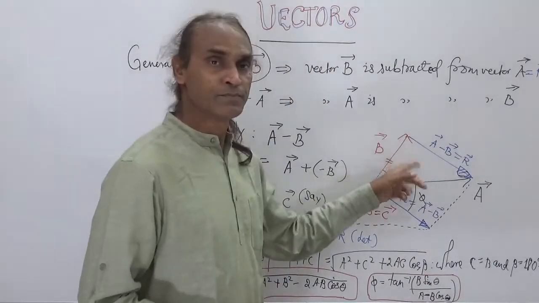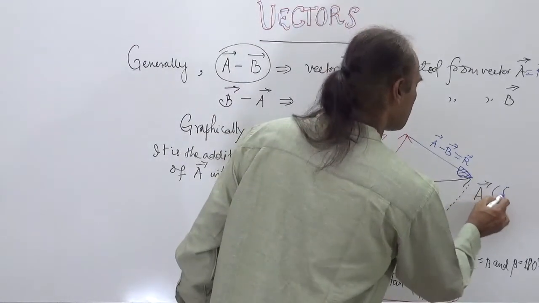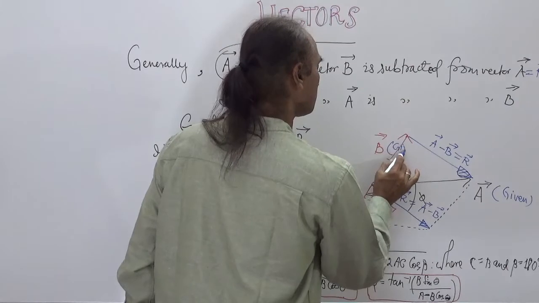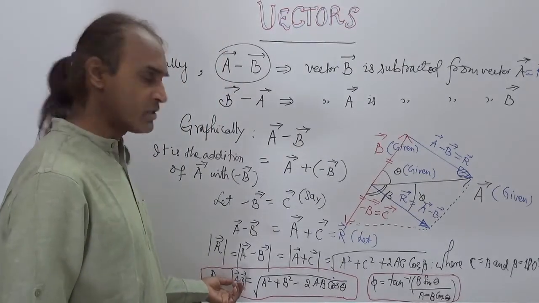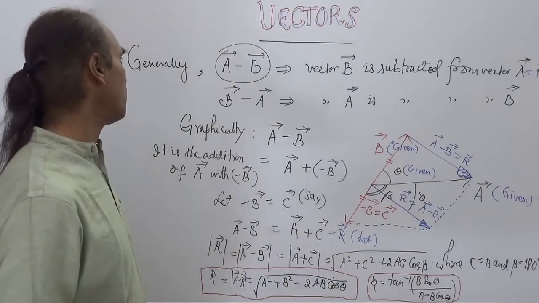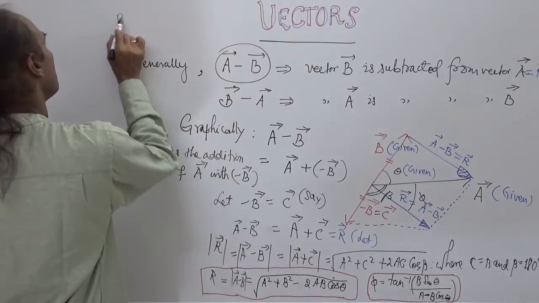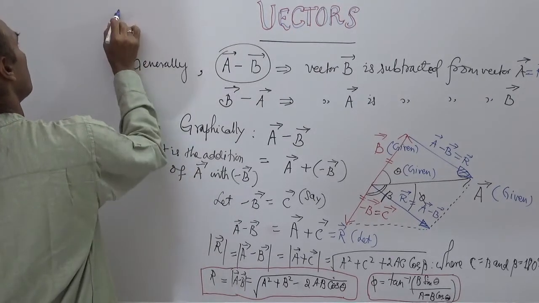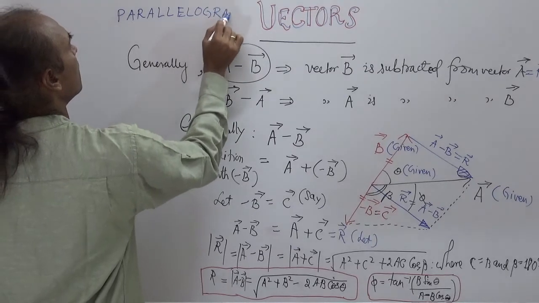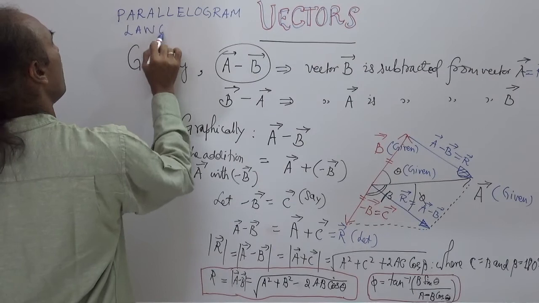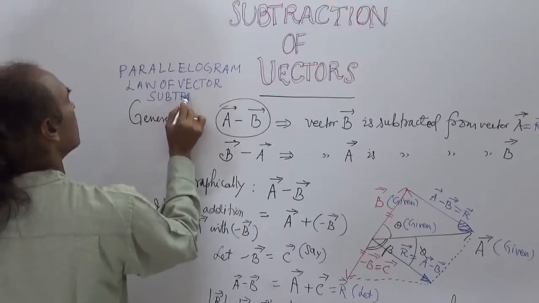So one thing you are getting an idea of: when vector A and vector B are given, and the theta is given, three things are given, then A minus B, its magnitude and its direction, you can calculate by using these two formulae. This is also known as the parallelogram law of vector subtraction.